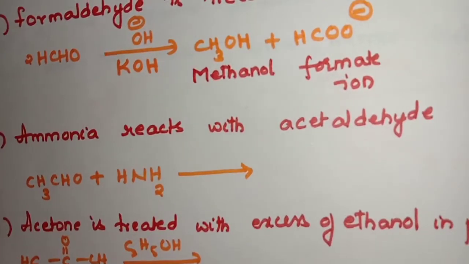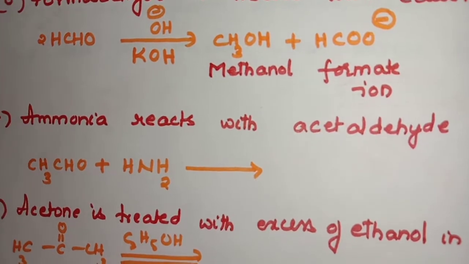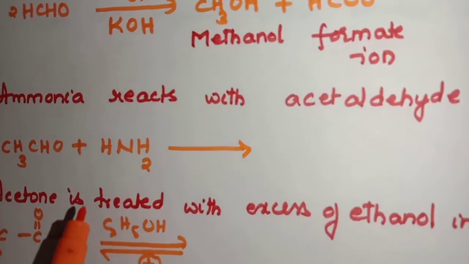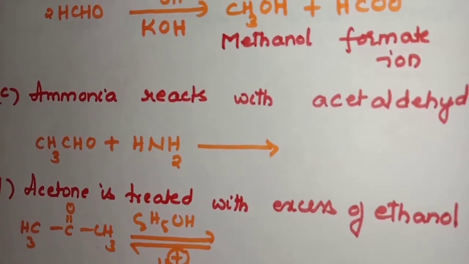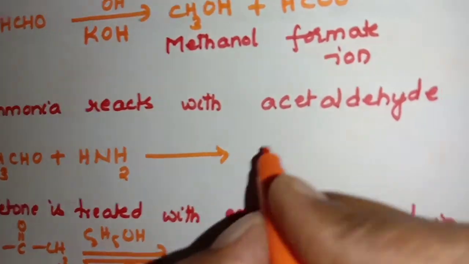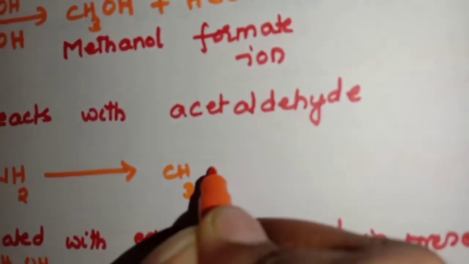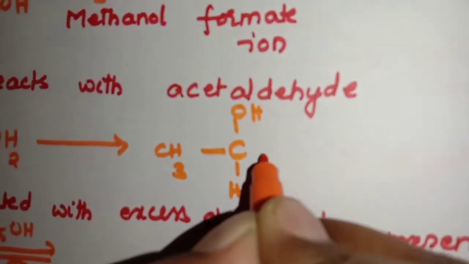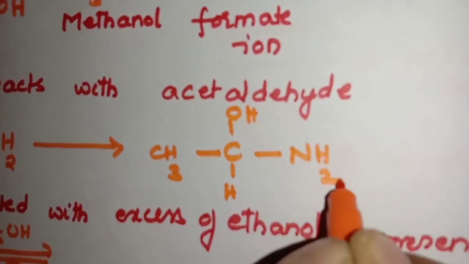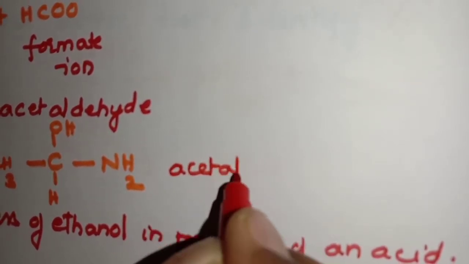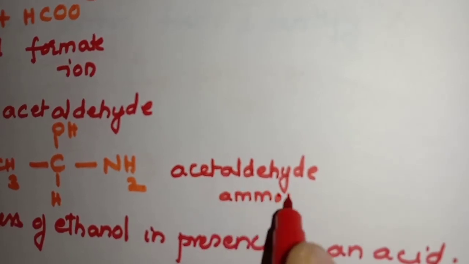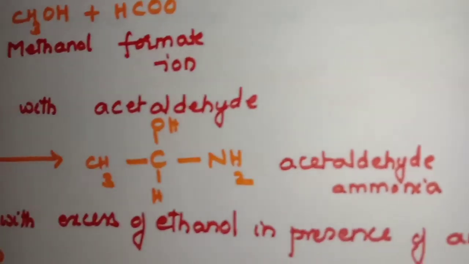Next, third bit. What happens when ammonia reacts with acetaldehyde? So acetaldehyde is CH3CHO plus NH3. I have written ammonia like this. You know that we get CH3CH(OH)NH2, which is called acetaldehyde ammonia. Okay, this is the answer for this.